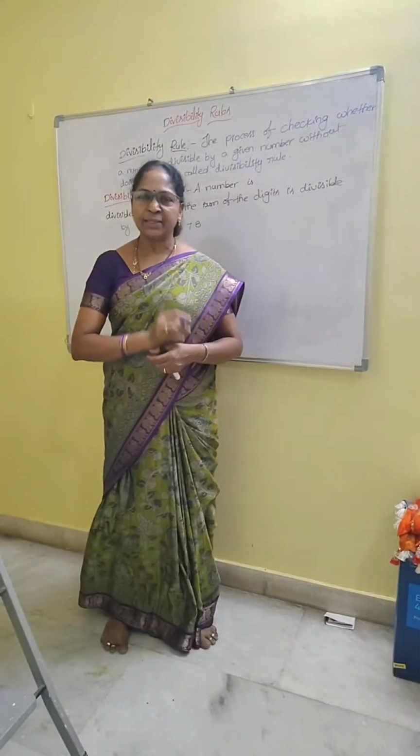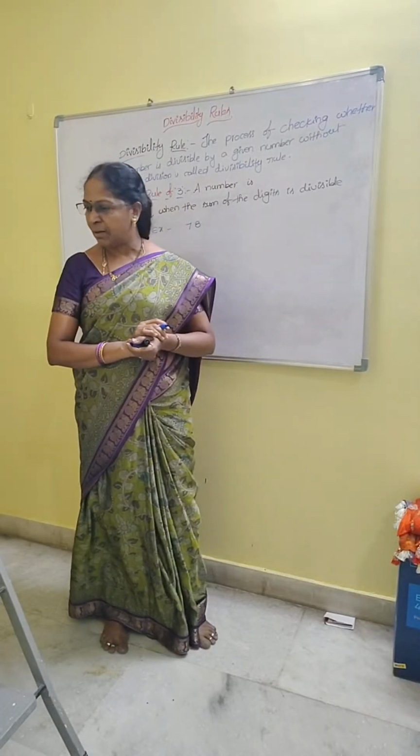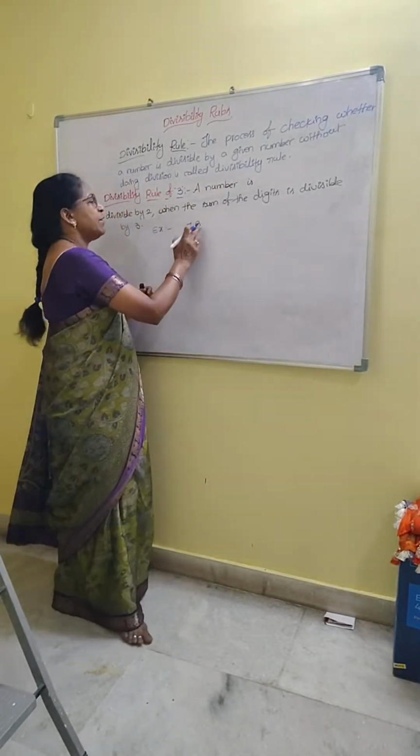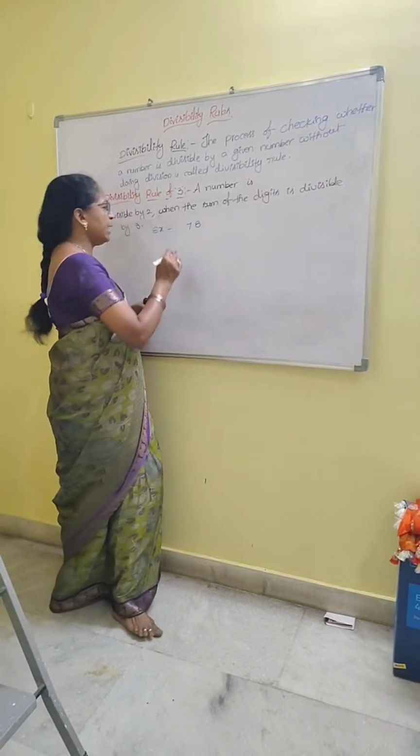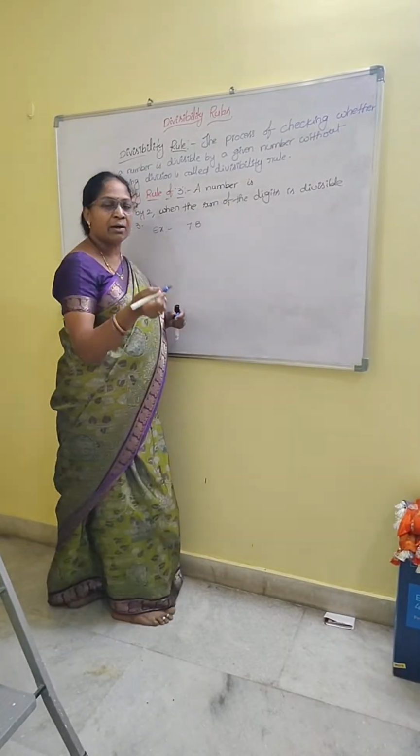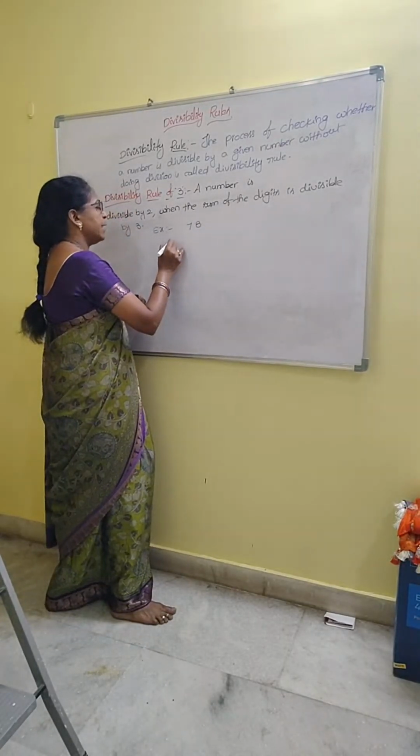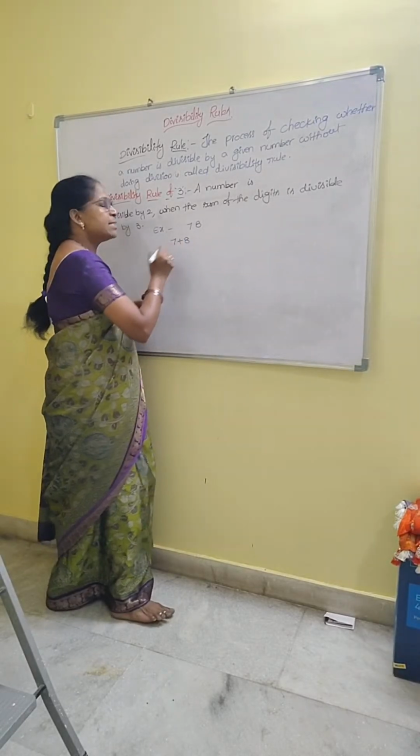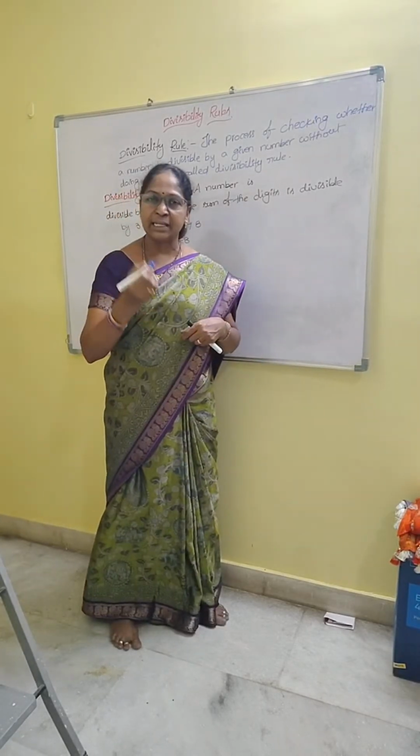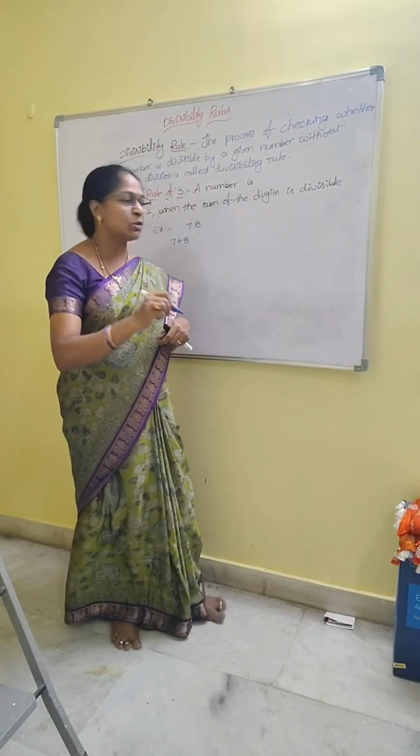78 is the number. That is a 2-digit number, a small number. How can you say 78 is divisible by 3? Is it divisible by 3 or not? Here you have to check it. 7 plus 8. What do I say? The sum of the digits. If the sum of the digits is divisible by 3.